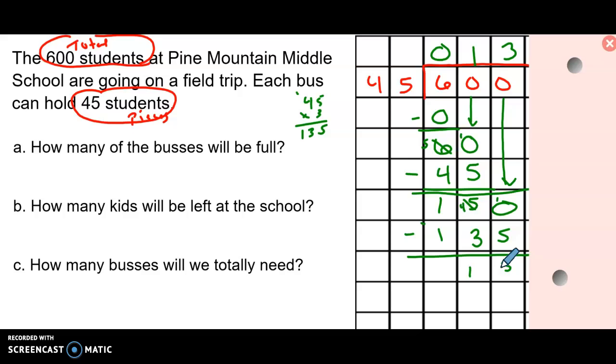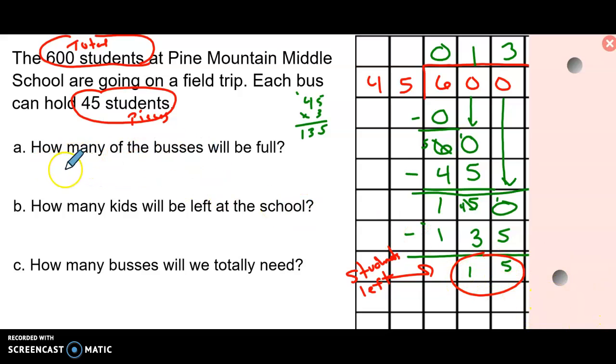Wait a minute. Hold on a second. If I've got 600 kids, and each bus holds 45 kids, I'm going to need 13 buses. But see that 15 down here? That 15 is how many students are left at the school. How would you like to be one of those students left at the school? I wouldn't. I want to go on the field trip. Now this says I'm going to need 13 buses. But I have 15 kids left over. Do you think I'm going to need 13 buses? No. I'm going to need one more bus for these 15 kids.